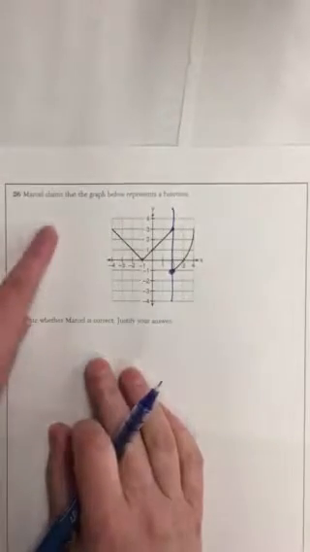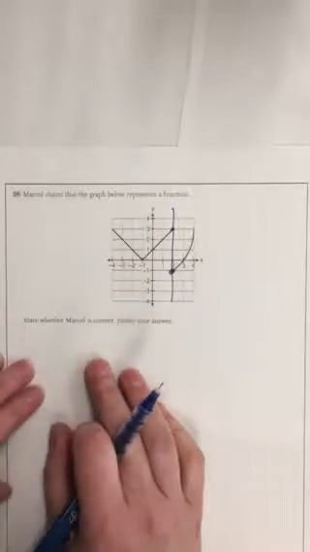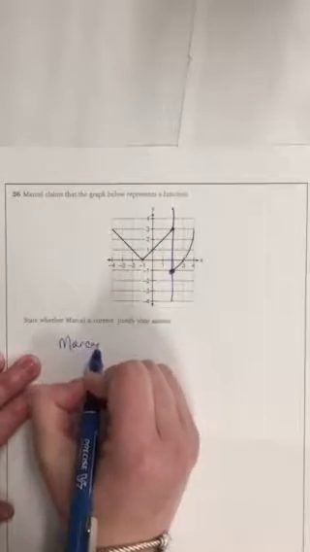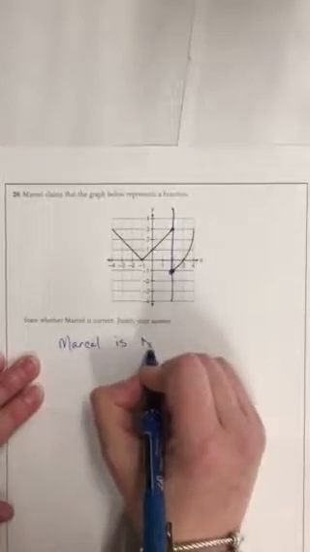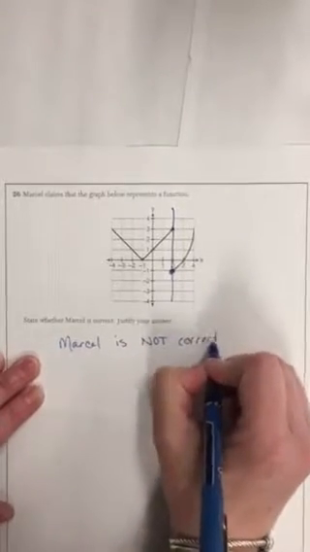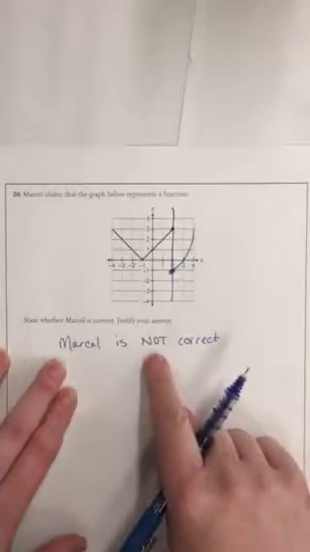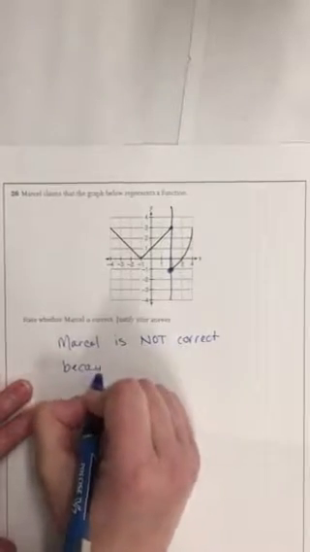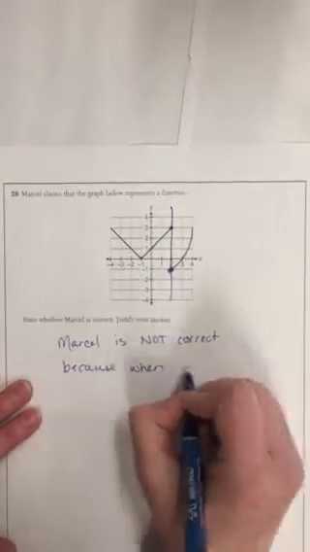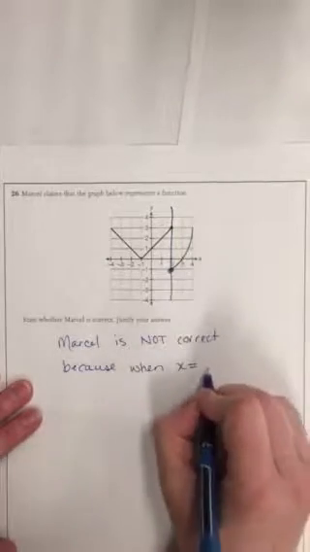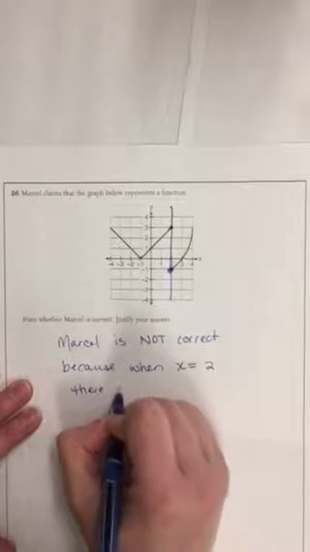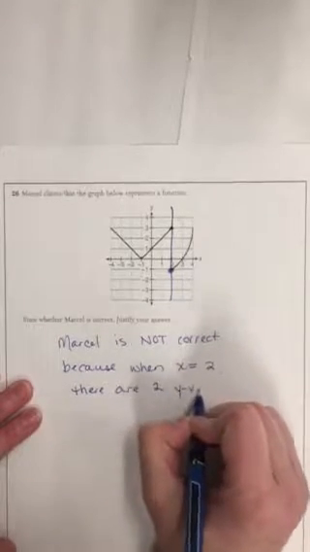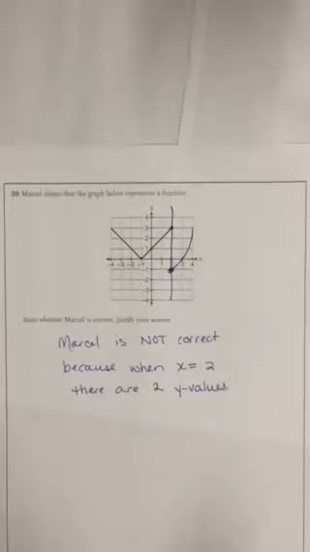So let's see here. We got to make sure we answer this correctly. Claims that the graph is a function. So Marcel, or however you say it, is not correct. Remember, they said that it is a function, so therefore we're saying that it's not correct because when x is 2, there are 2 y values. You can only have 1 y value for every x coordinate. Okay? Another 2 points on the Regents.